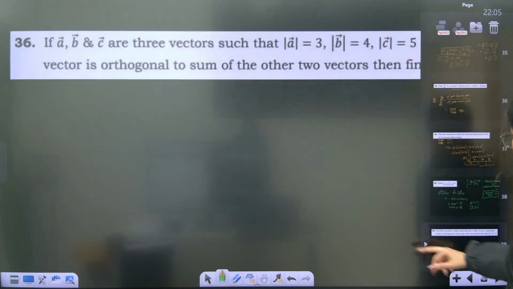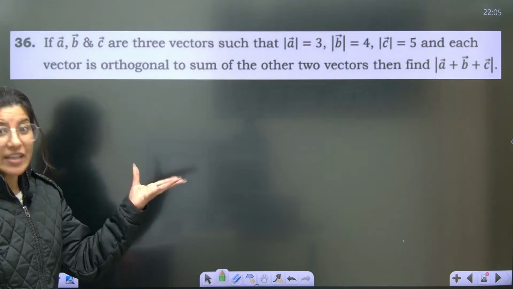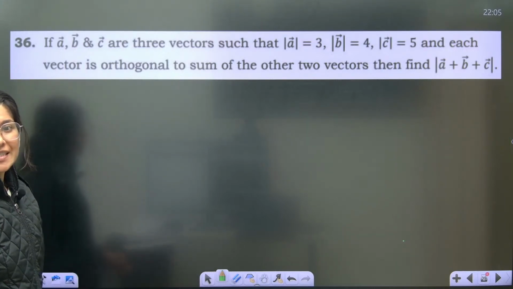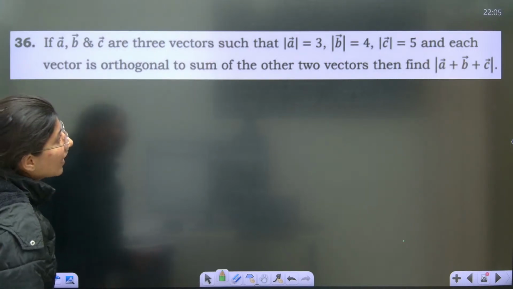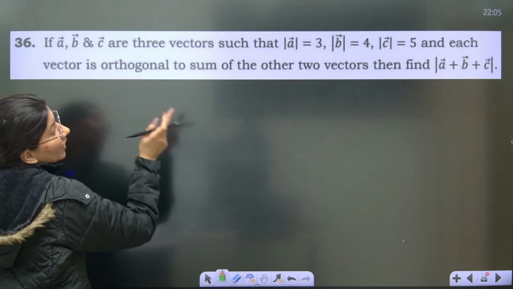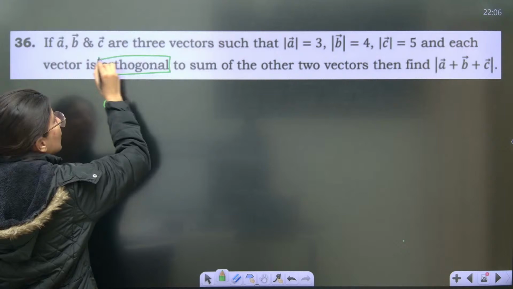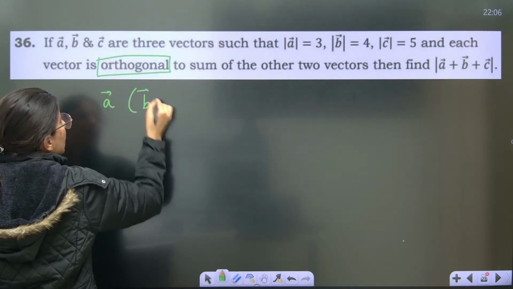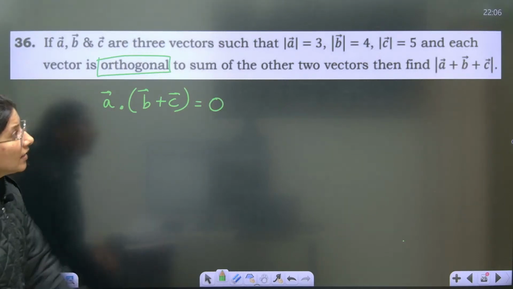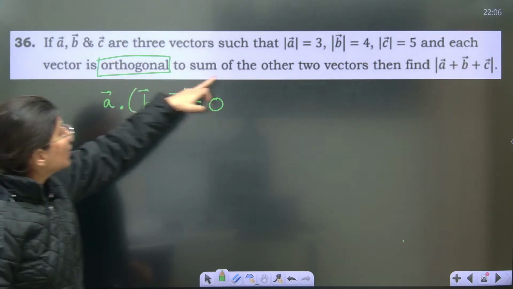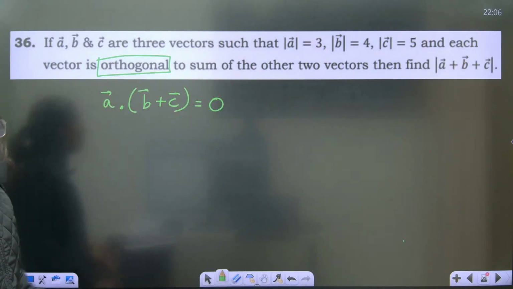Okay. Now this question. A, B, C are 3 vectors. So the very good question. A, B, C are 3 vectors and each vector is orthogonal to sum of other 2 vectors. Find A plus B plus C. Now understand. Each vector is orthogonal, that means perpendicular to sum of other 2 vectors. So when 2 vectors are perpendicular, dot product between them is 0. Understand? So A and B plus C are perpendicular, that is why dot product between them is 0.